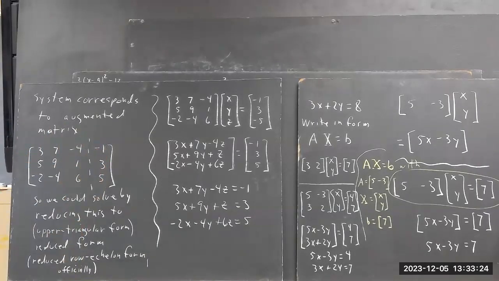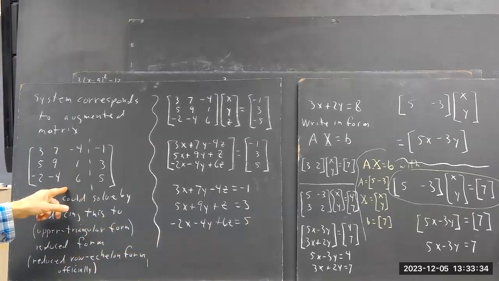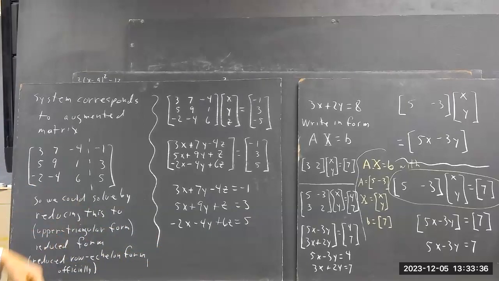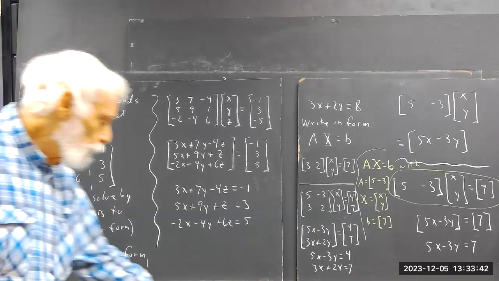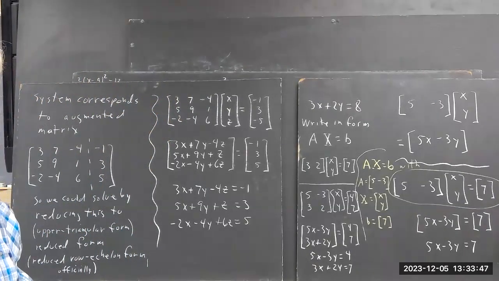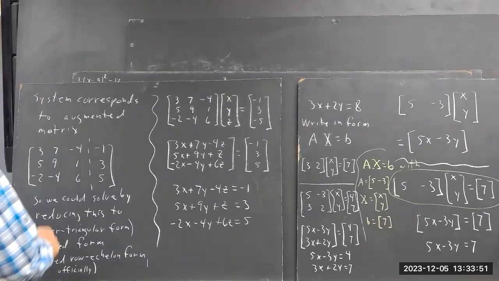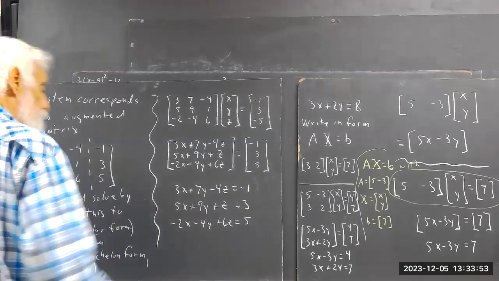I'll say one more useful thing about this: this system corresponds to this augmented matrix, right? You do the augmented matrix of this system, that's what it is. So we could solve by reducing this to, now I said upper triangular form, but that's not a word that anybody recognizes. Anybody recognize upper triangular form? It's a very simple idea, but we don't need it.